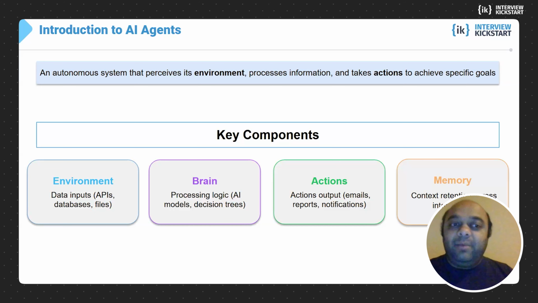And so environment can be like data imports, it could be APIs, it could be data files, databases, many other things. The brain is basically the AI models, the decision trees. The actions could be like sending an email, writing a report, sending a notification, saying, hey, congratulations. And the memory part is where it stores the information that is necessary for making sure that it is not duplicating the work again and again.